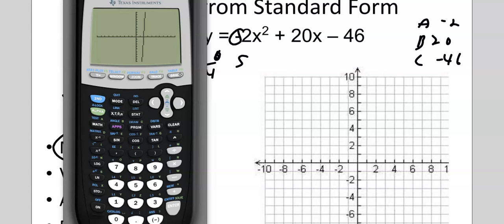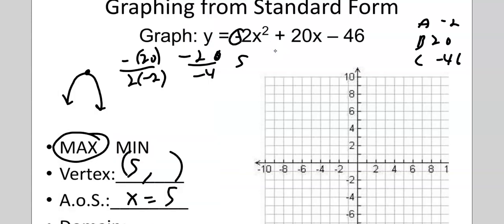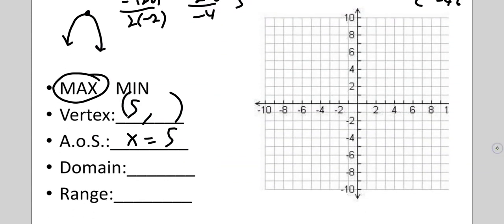Okay, that's kind of a funky looking one, and we'll see why. So the domain still is negative infinity to positive infinity. I don't know why I put two negatives.